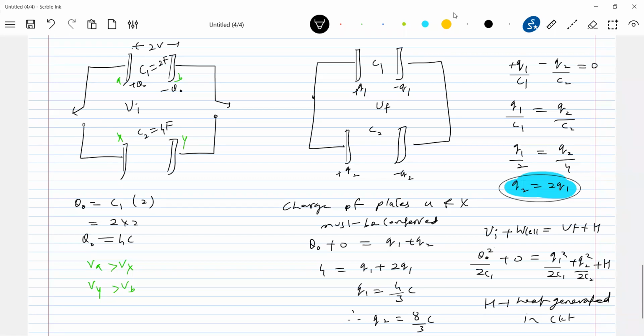Who will take this heat? Yes, it will be taken by the conducting wires. Even the plates are conducting plates, no? The heat will be taken by the plates of the capacitor also, since these plates can conduct. So the heat will be taken by the conducting wires and also the plates, because plates are made up of conductors. So there also some heat will be generated.